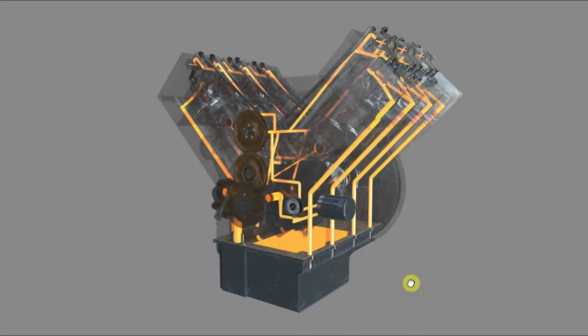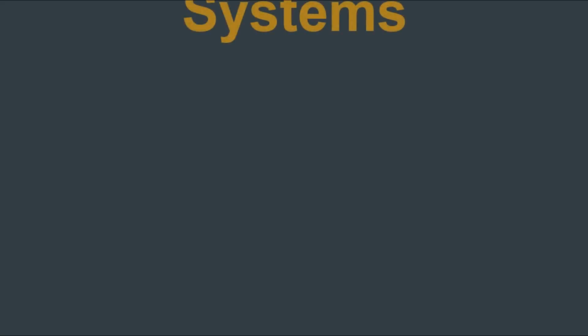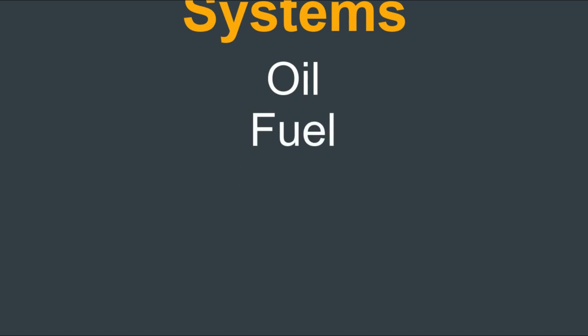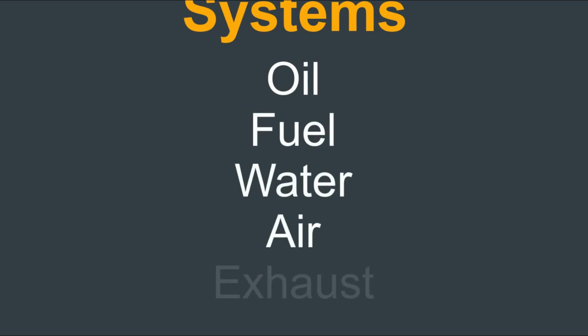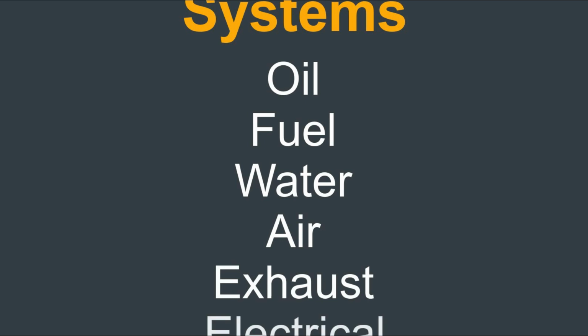So, welcome to the first lesson in what I call life support systems. These are the systems that an engine needs in order to survive. Now, there are 6 main systems that you're likely to encounter when you're looking at internal combustion engines. These are oil, fuel, water, air, exhaust, and the electrical system.